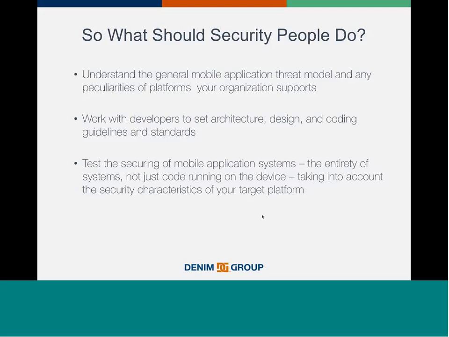People are doing cool things. From a security standpoint, you don't want to get in the way of these. You need to say, I see what you're trying to do, and here's the way you can do that that's going to help minimize the risk or going to put us in the best position. Really important. And this gives you an opportunity to work with developers to lay out architecture, design, and coding guidelines and standards.